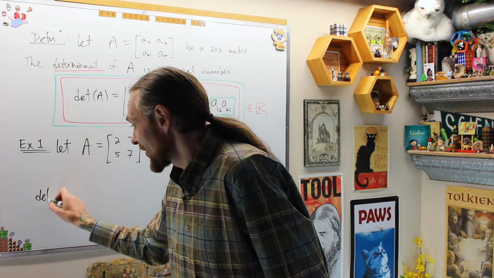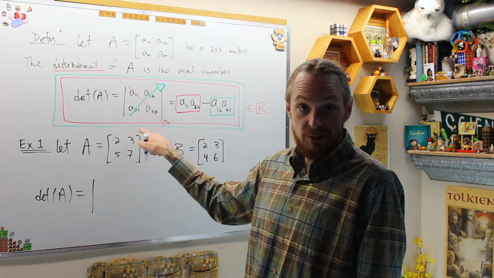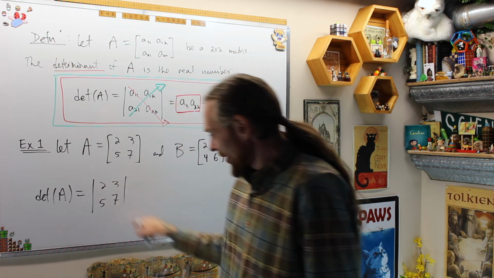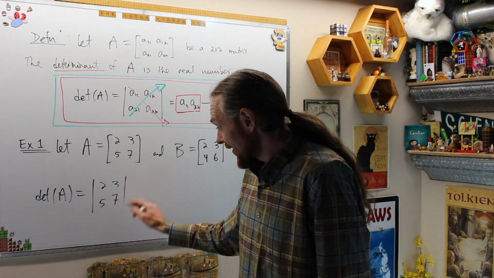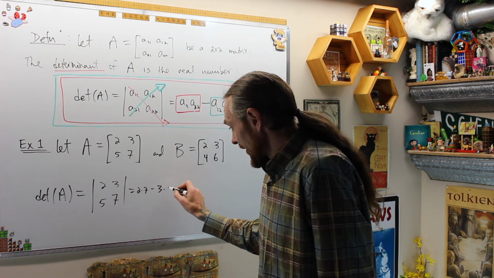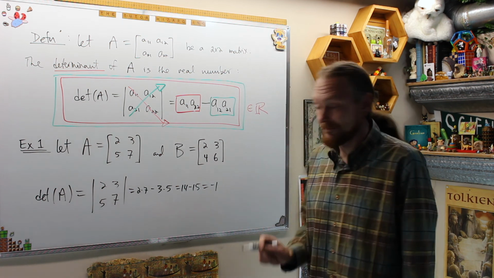What is the determinant of A? We write it: ticks, matrix; no ticks, determinant. Now that's a number I'm computing, and that is always AD, 2 times 7, minus BC, 3 times 5, which is 14 minus 15, which is negative 1.